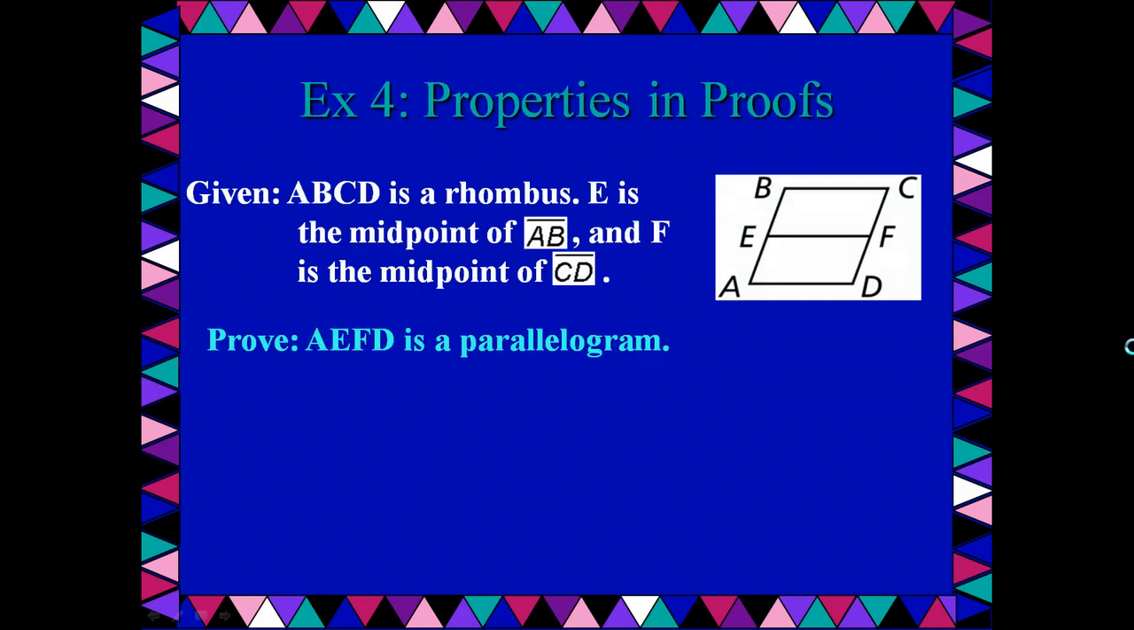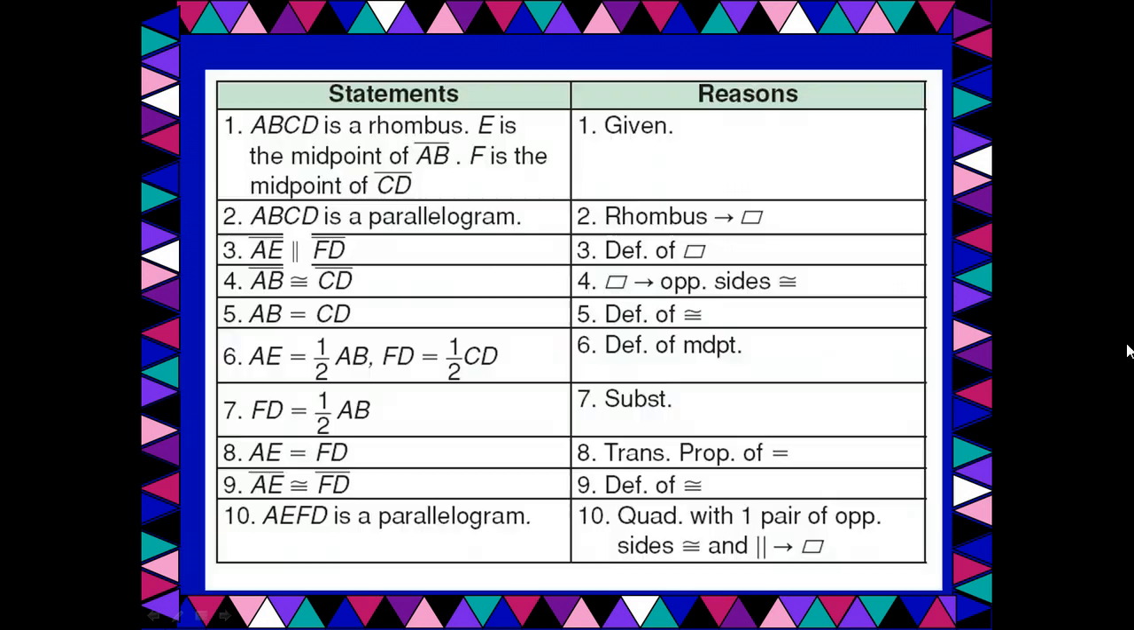Let's look at example 4, properties in proofs. Given that ABCD is a rhombus, E is the midpoint of AB, and F is the midpoint of CD, we want to prove that AEFD is a parallelogram. So we start with what we're given. ABCD is a rhombus, E is the midpoint of AB, F is the midpoint of CD. ABCD is a parallelogram because rhombuses are parallelograms. AE is parallel to FD by definition of a parallelogram.